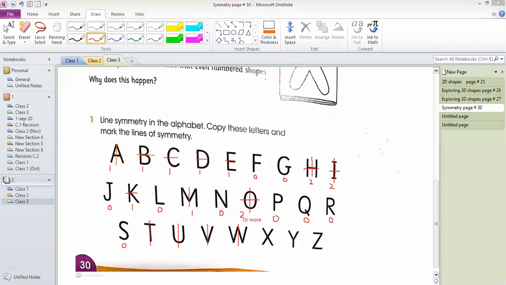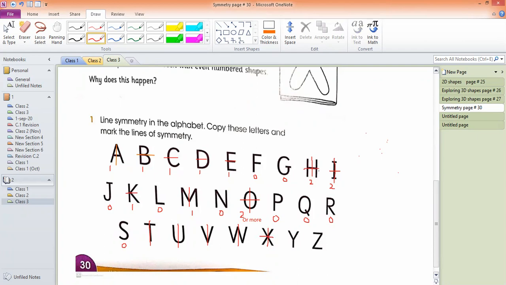Coming to the X. Tell me about X, guys. Does X have a line of symmetry? Yes, it has two. Very, very good, guys. X has two lines of symmetry. Look, when I draw vertically, this is same. Both parts are same. If you draw it horizontally, you will see that both parts are same.